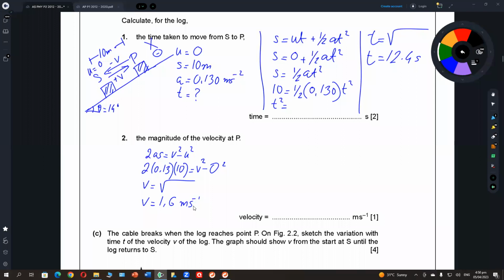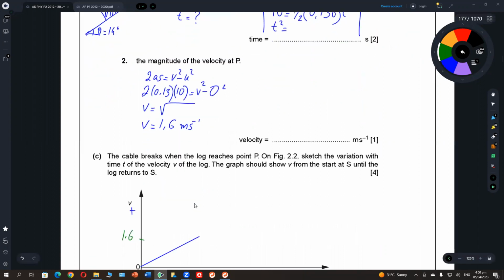How? When the string breaks, the object will continue to go upward. But do you think velocity will increase? No, after that it will decrease. The velocity will decrease.